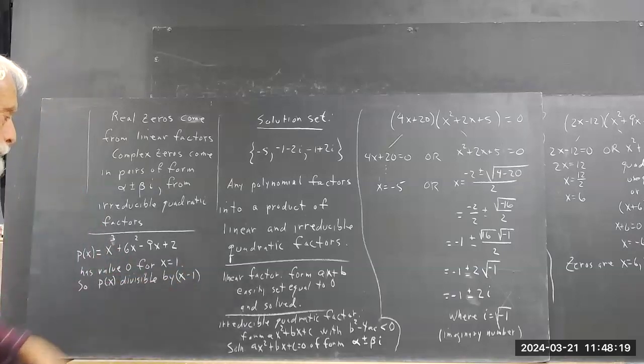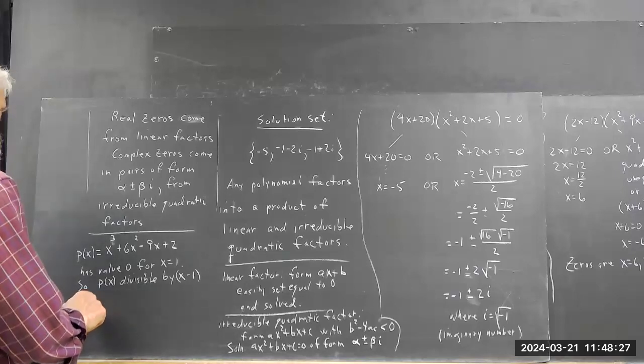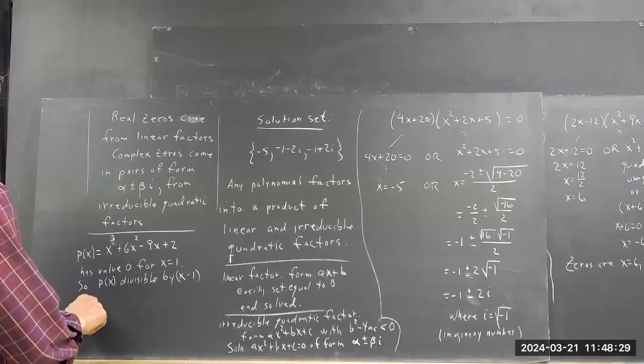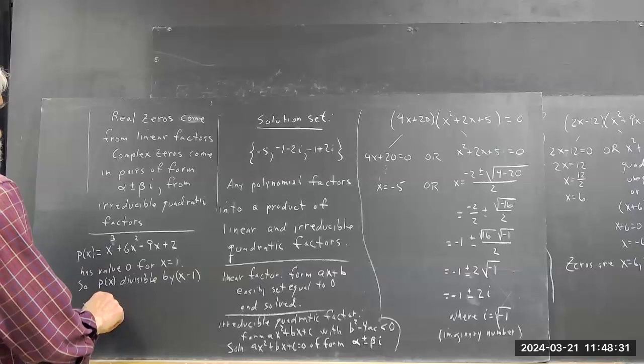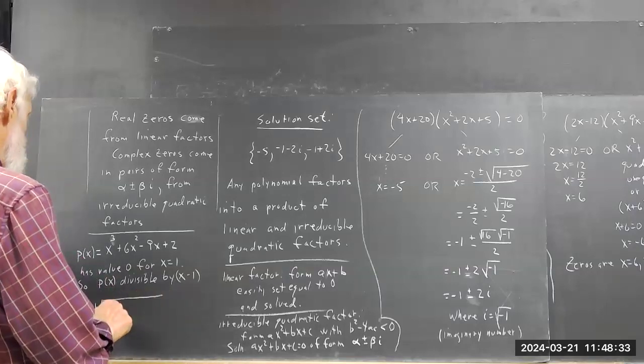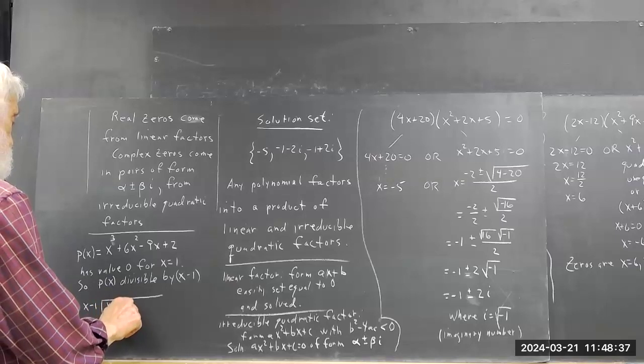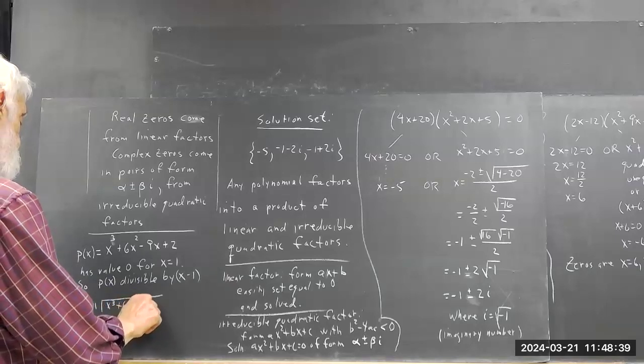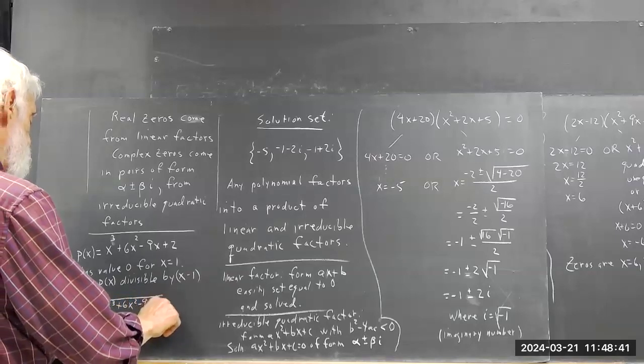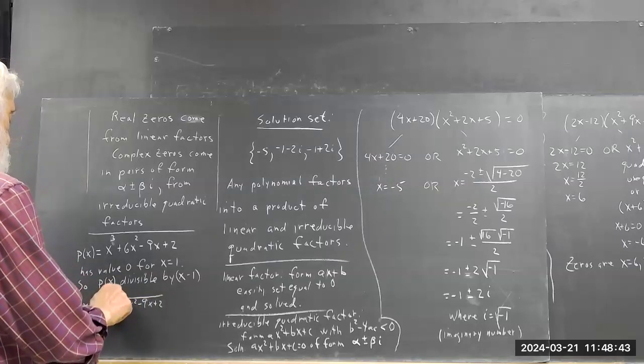It follows that P of X is divisible by X minus 1. So I'll do that long division. I'm going to do it without a lot of comments.